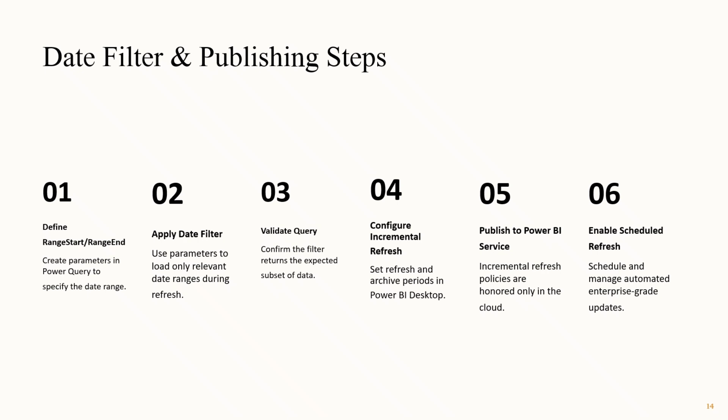And date filter and publishing steps. To enable the incremental refresh, a date filter utilizing the range start and range end must be applied in the Power Query. Yes, we have seen this in the previous slides. That dynamically restricts the data during the refresh. After configuring this filter, the dataset must be published to the Power BI service since the incremental refresh policies are only honored in the cloud. We can't test this in the Power BI desktop application. We have to publish the report to the Power BI service to test this functionality.